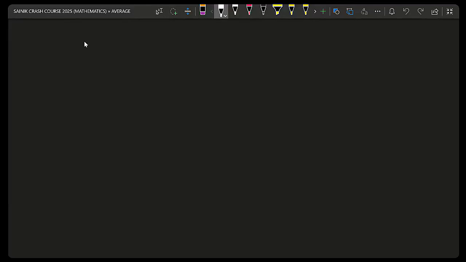So the first one is the sum of the first n natural numbers, which is given by 1 plus 2 plus 3 and so on up to n. So this will be n into n plus 1 divided by 2.